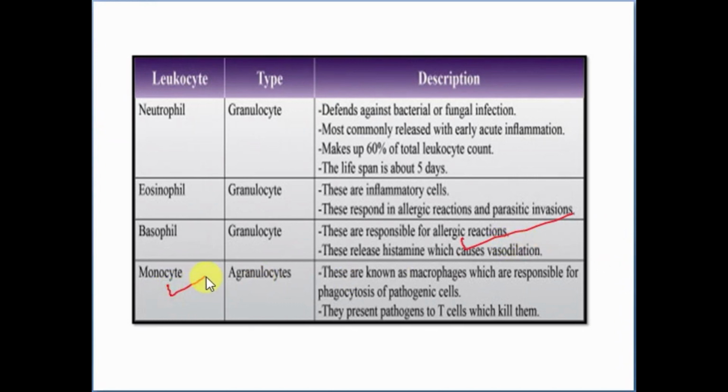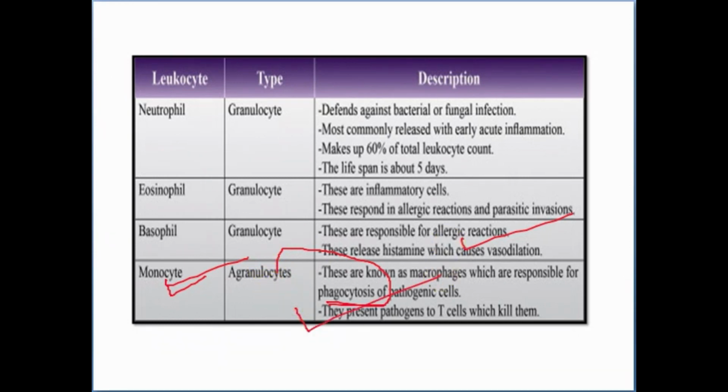Then we have monocytes. Monocytes are microorganism eaters. They eat the unwanted microorganisms that have entered your blood, and the process through which they eat is called phagocytosis. So phagocytosis is the process through which monocytes eat microorganisms. If we define phagocytosis, it is the process by which a cell uses its plasma membrane to engulf a large particle.